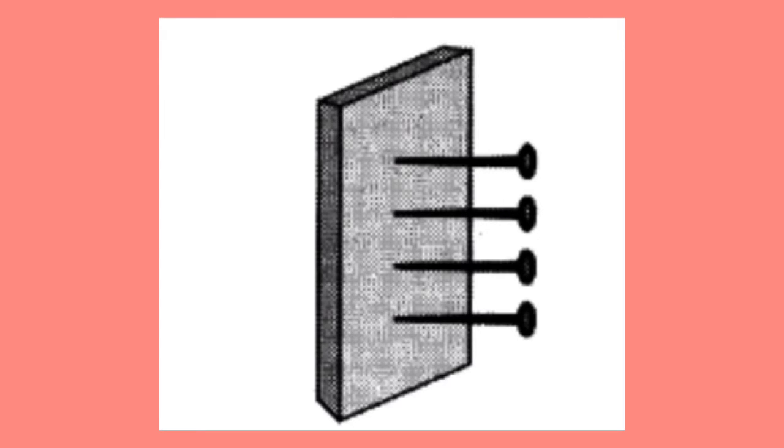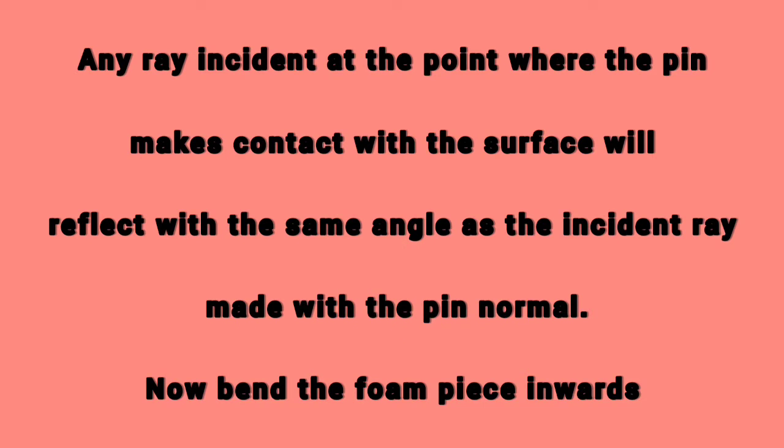Okay, so what happened here? Each pin would represent the normal at a point. They are normal at that point. So any incident ray at the point where the pin makes contact with the surface will reflect with the same angle as the incident ray made with the pin normal. So this is the first law of reflection.